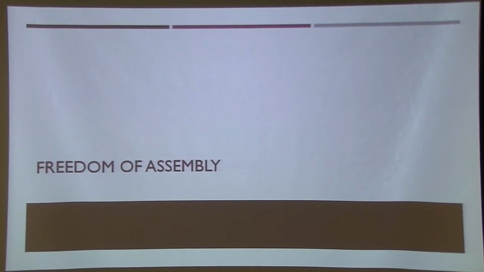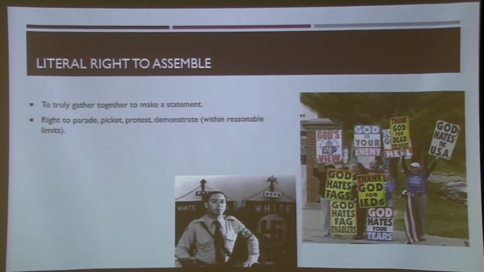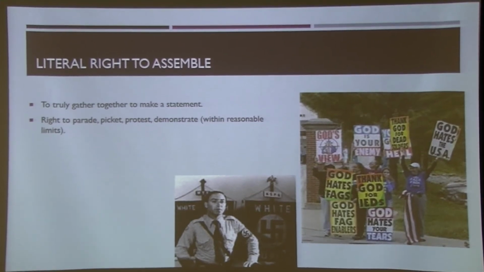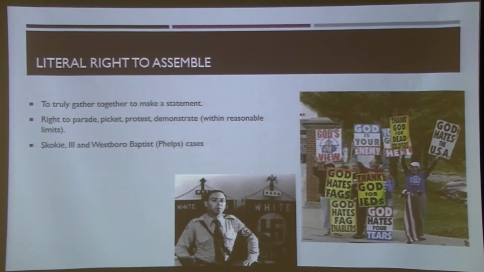All right, third part of the First Amendment is the freedom of assembly. Once again, it's going to be broken into two parts. We have the literal right to assemble in this case. So you are getting together to make a statement. You have the right to parade, protest, picket, demonstrate. Now, there are certain limits that can be made. Two cases you have to be familiar with are the Skokie and Westboro Baptist cases.